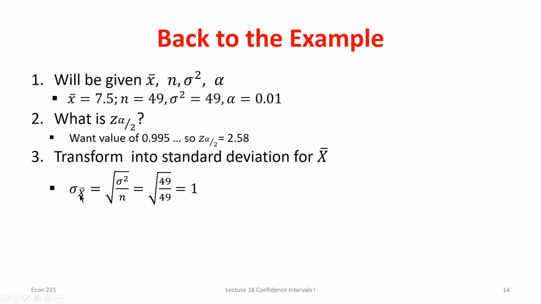I do the intermediate step of calculating the standard deviation of my sample means. So I take the square root of the population variance over my sample size. Here, I made the numbers nice, so it works out to be 1. That's a matter of plugging everything in, right? So 7.5 was my sample mean. The z-score I found was 2.58, and I calculated the intermediate step of finding the standard deviation of my sample means, which was 1. Right?